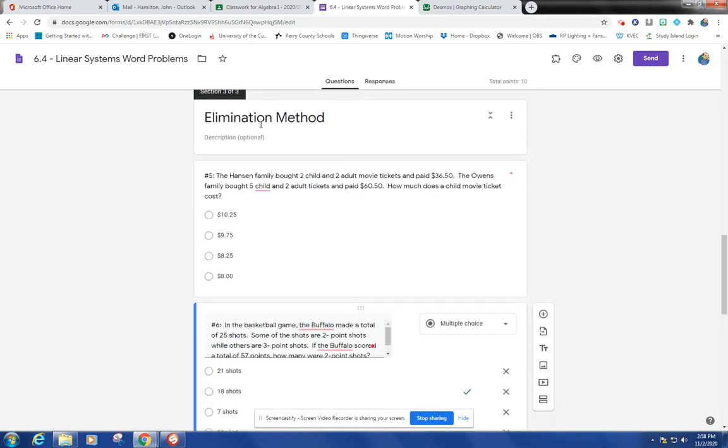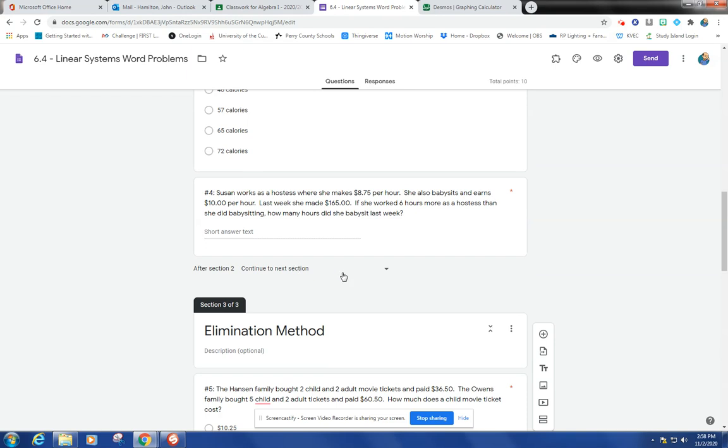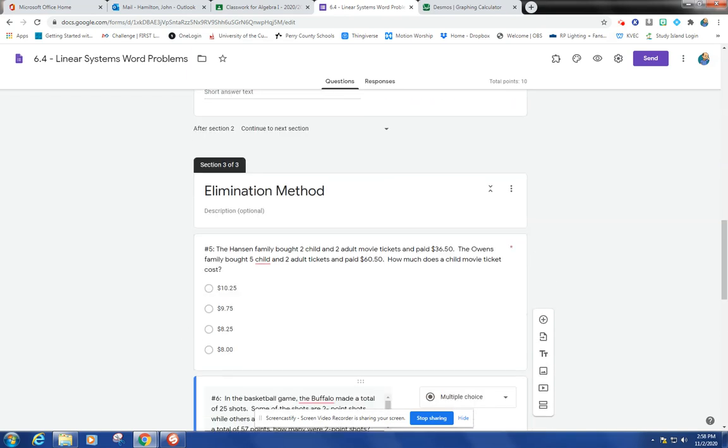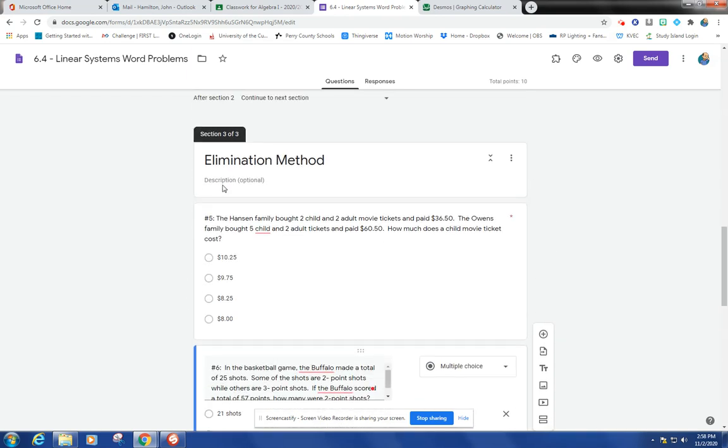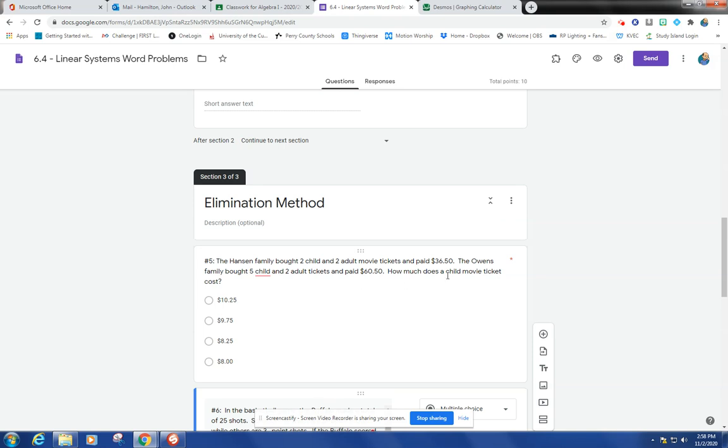Let's look at number 5, and this is under the section on elimination method. So you're going to have to solve all these and then hit continue, and it'll take you to that next section before you're able to submit. So for the elimination method number 5, it says the Hanson family bought 2 child and 2 adult movie tickets and paid $36.50. The Owens family bought 5 child and 2 adult tickets and paid $60.50. So it says, how much does a child movie ticket cost? So we're looking for the price for a child movie ticket.